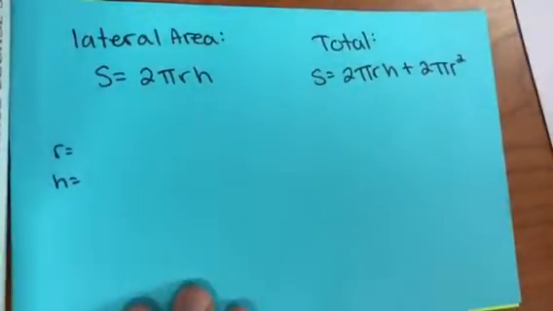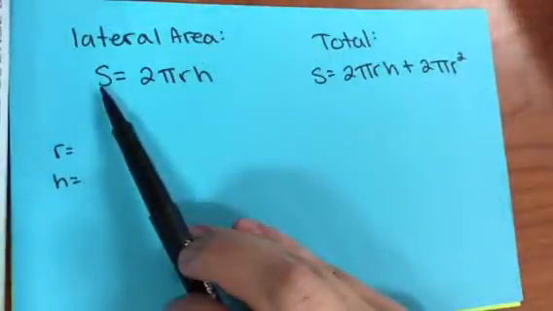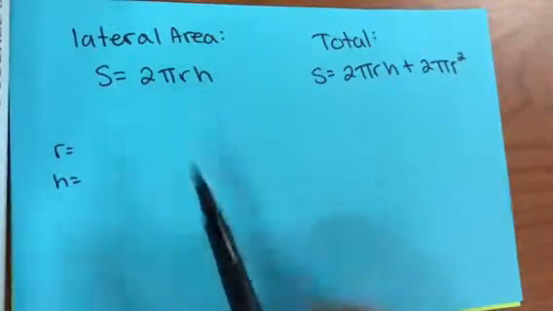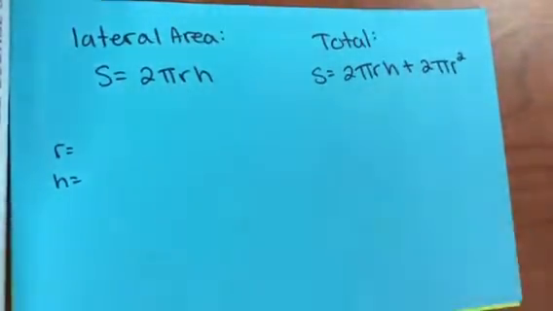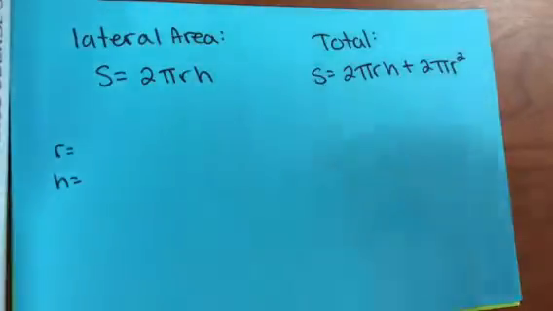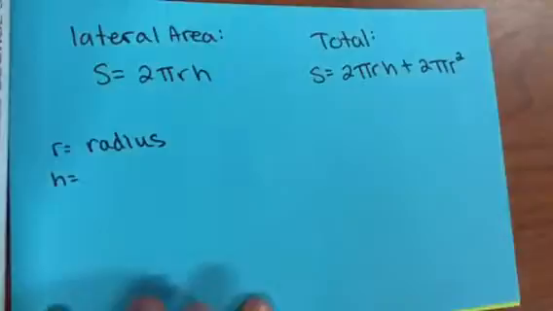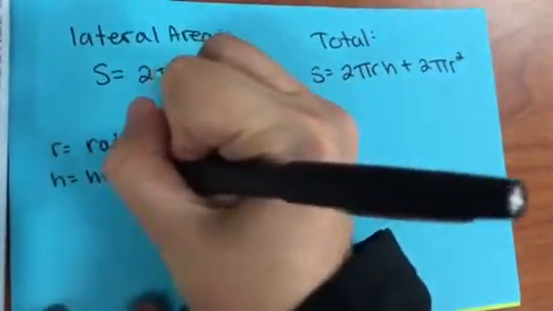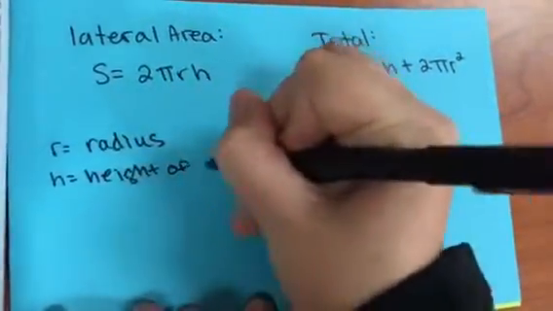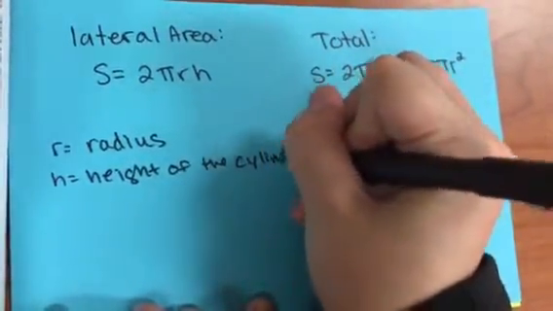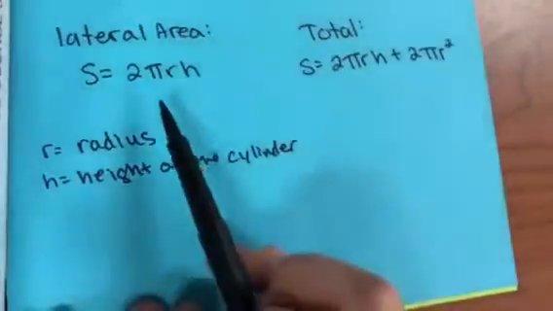So again, this is our formula. Lateral area equals 2 pi r h, and the surface area adds to that. Well, pi we know is 3.14, or the pi button. 2 is easy. R is radius. And H is height, the height of the cylinder. So we know them all.